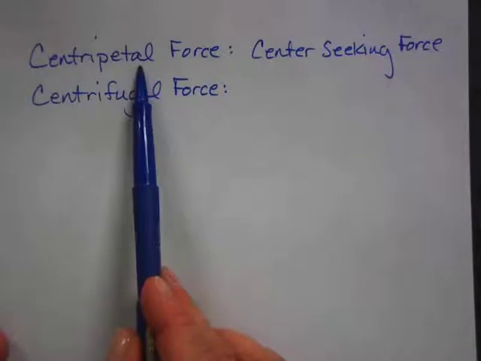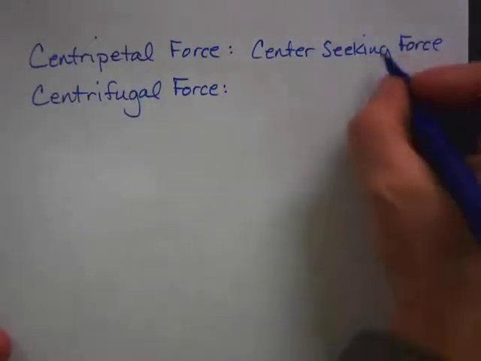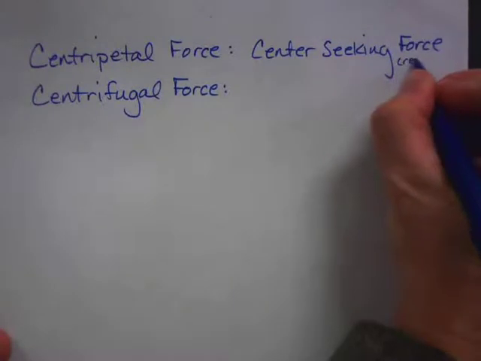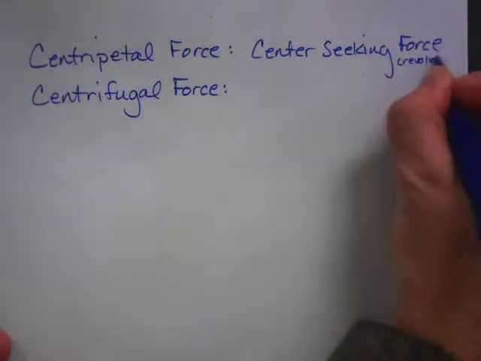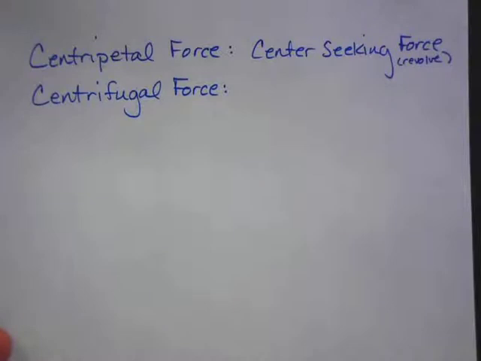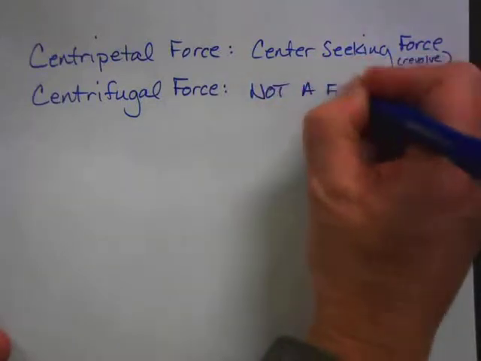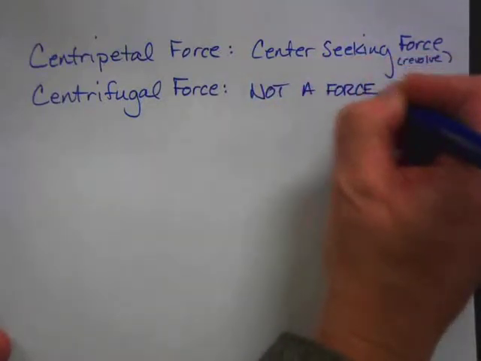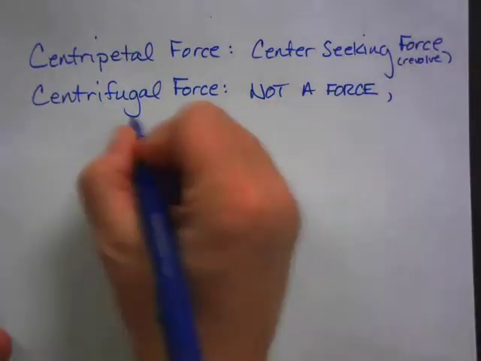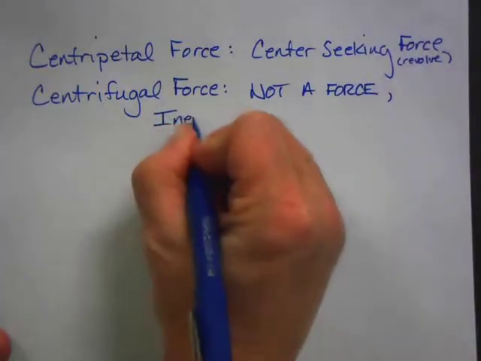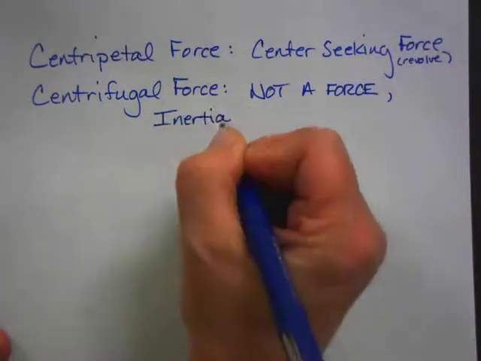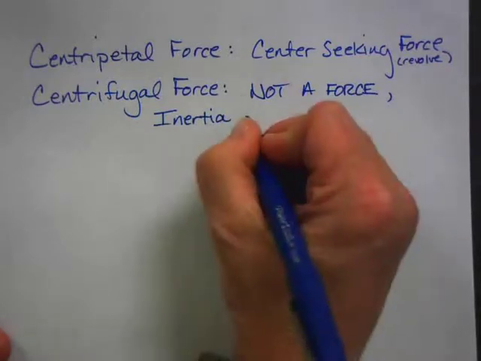This, centripetal, is the actual force that causes things to revolve in a circle. So it's a center-seeking force, and it causes revolving motion versus rotating, right? We'll do rotating next unit. Centrifugal force is not really a force. It's a misnomer. It was the name given to the inertia that a mass experiences as it moves in a circle.